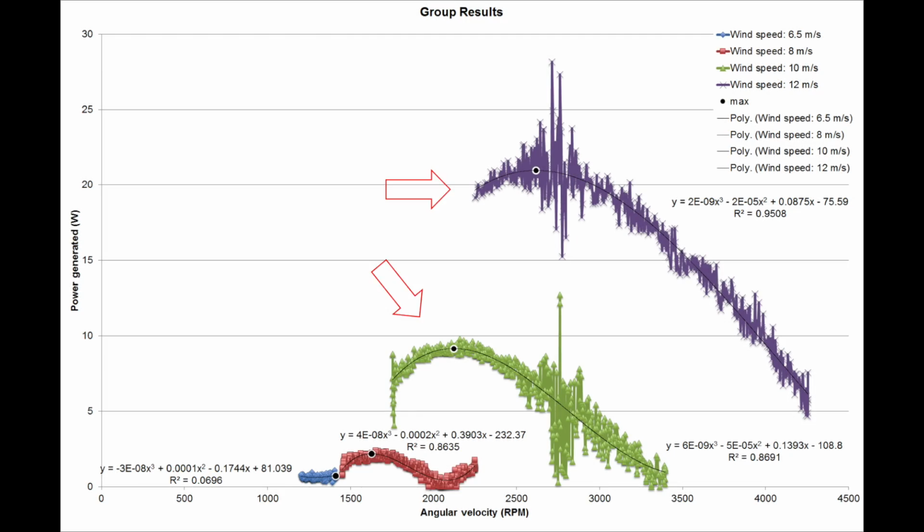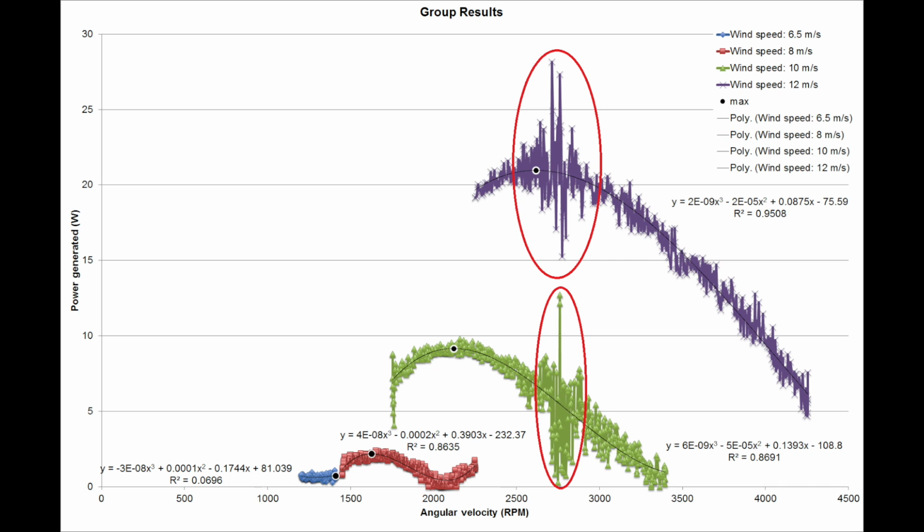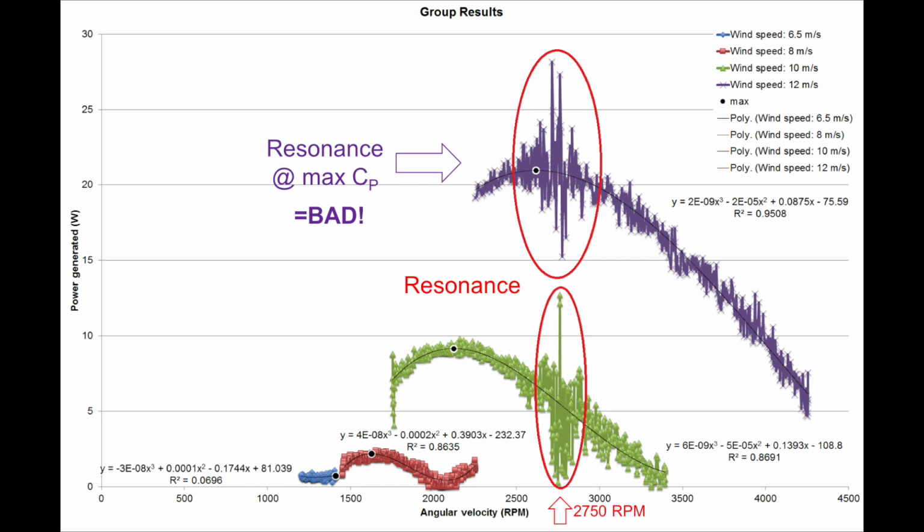At 12, 10, and 8 meters per second, the turbine was capable of generating power. However, the turbine stalled at a wind speed of 6.5 meters per second. During the 12 and 10 meters per second tests, it was observed that the turbine experienced some resonance around 2,750 revolutions per minute. During the 12 meter per second test, this rotational velocity corresponded to the maximum pressure coefficient of the turbine, which is not ideal.